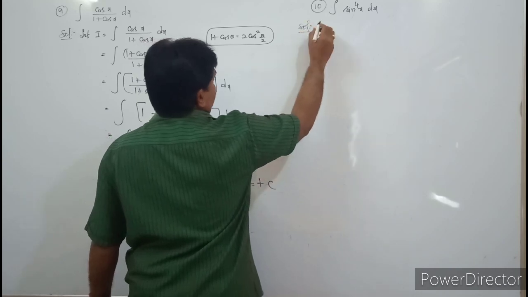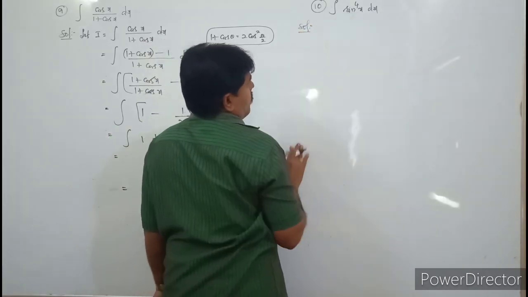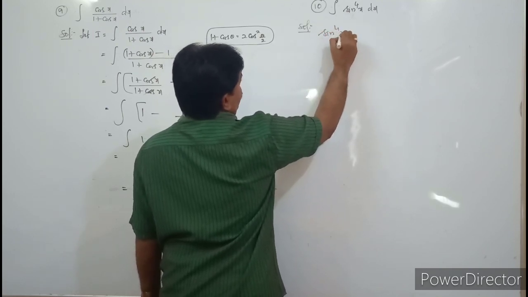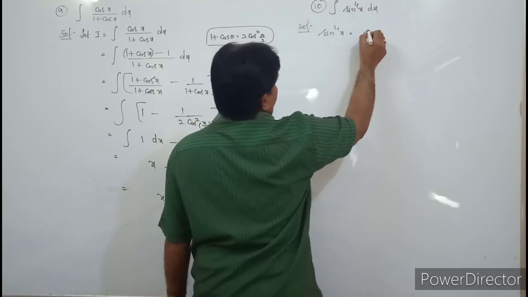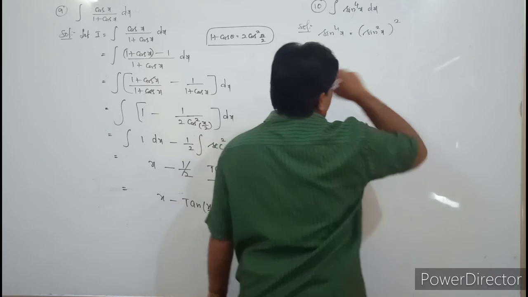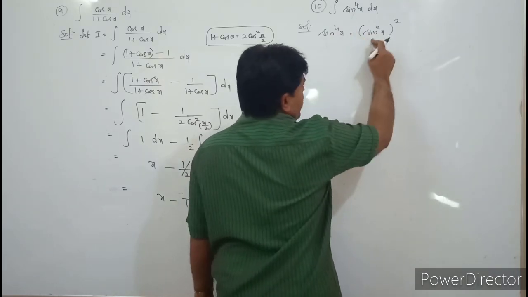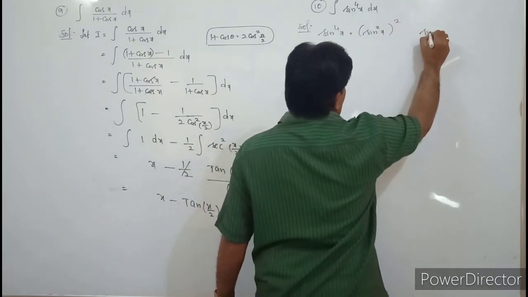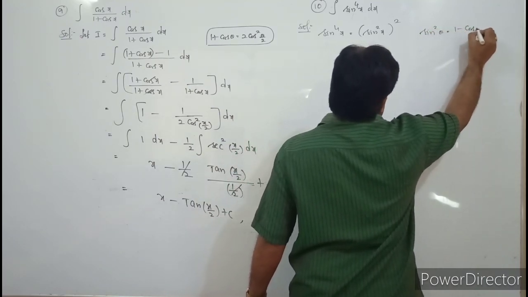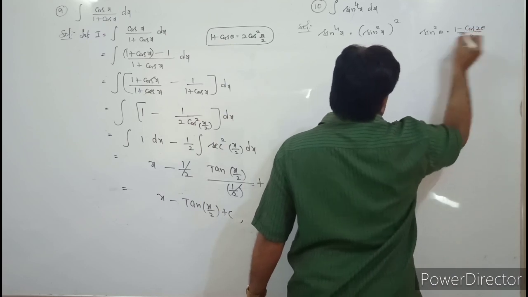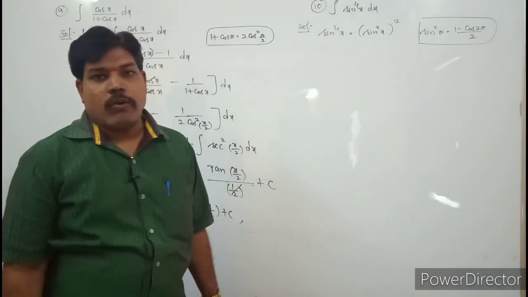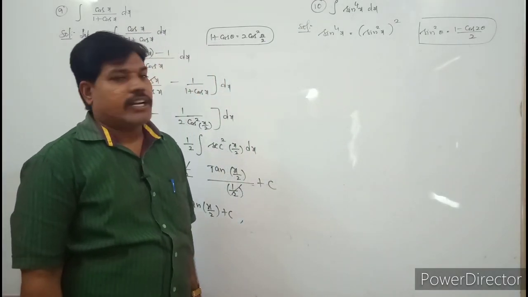So what we will do? Solution. First we will simplify that sine power 4x. Sine power 4x can be written as sine square x whole square. So sine power 4 I have written as sine square x whole square. Sine square theta, you have the formula. What is that? 1 minus cos 2 theta by 2. Important formula. So you know the formula, sine square theta is equal to 1 minus cos 2 theta by 2.